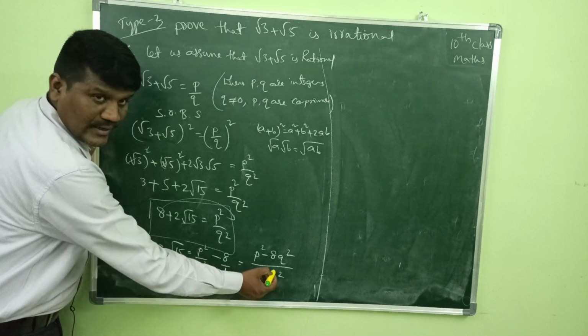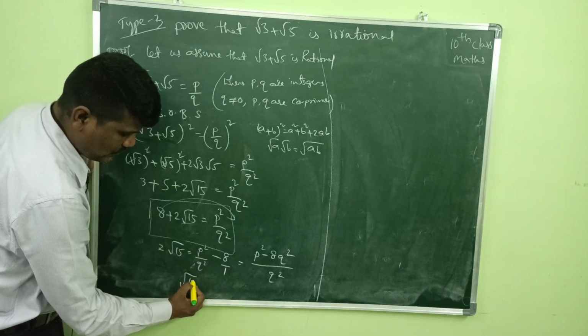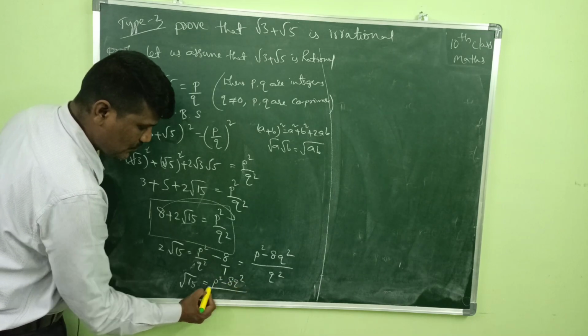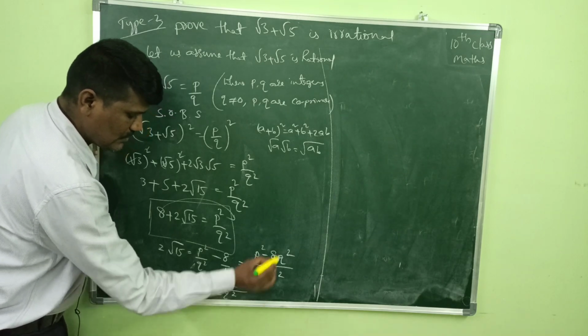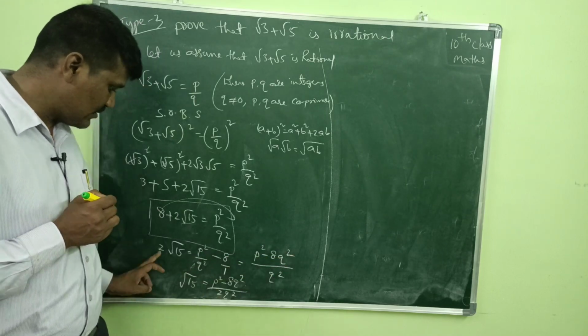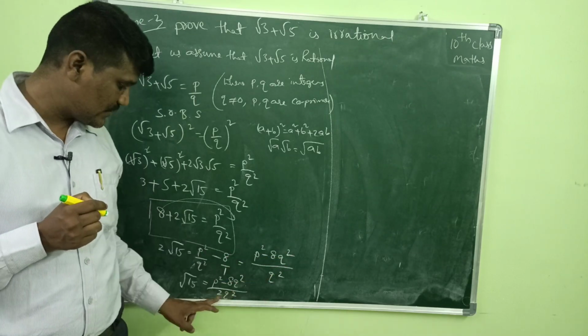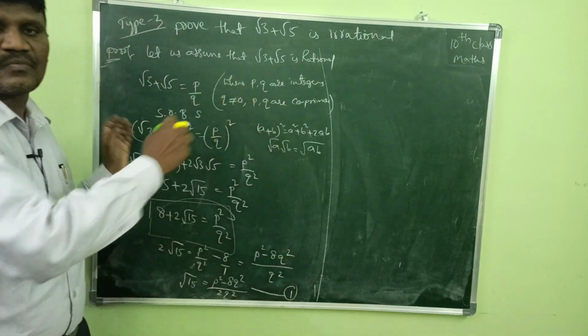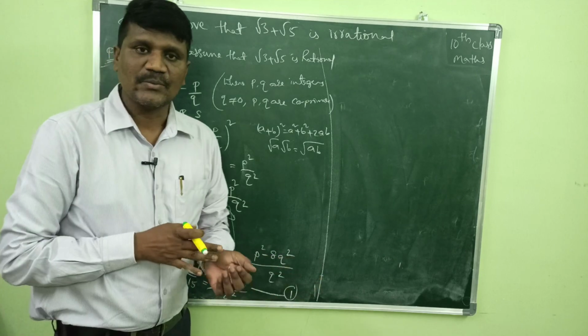So I can send 2 to the right hand side. So you will get root 15 is equal to p square minus 8q square by 2q square. Root 15 is equal to p square minus 8q square by, I am sending 2 to the denominator, so we get 2q square. So this is equation number 1.